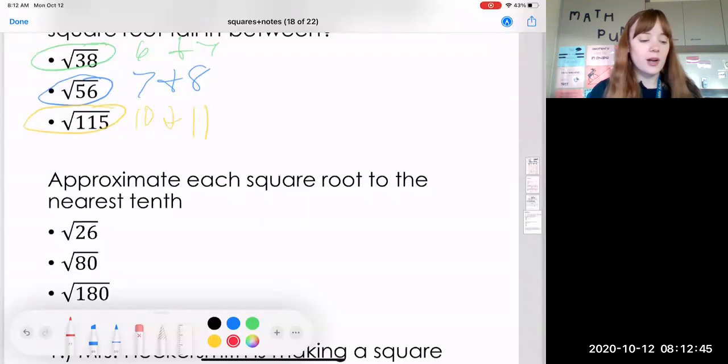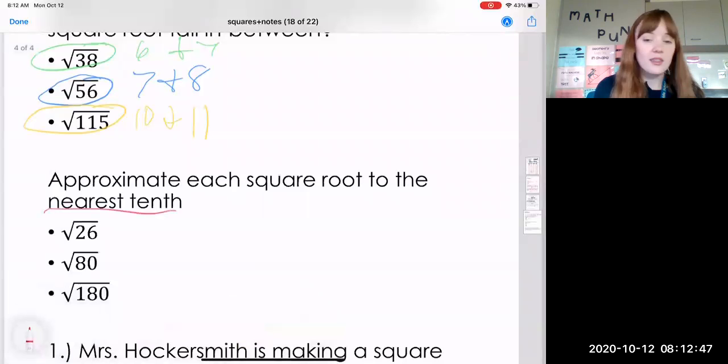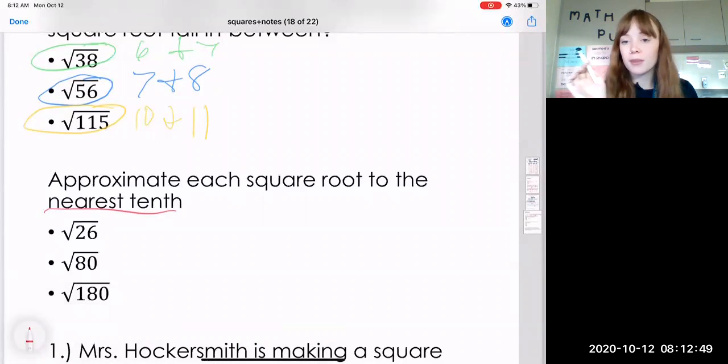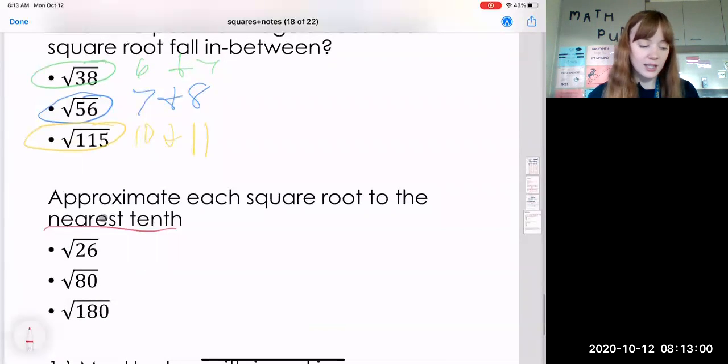So if we approximate each square root to the nearest tenth, that means they want like 3 point something, 2 point something. And we'll talk about how to do each one. You can try them ahead of me to see if you get the correct answer. The first one is the square root of 26.